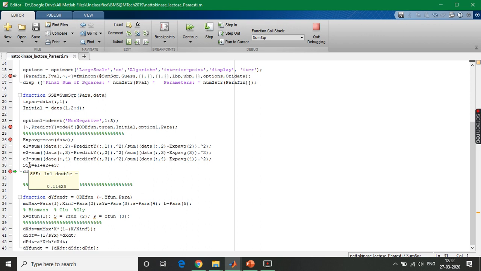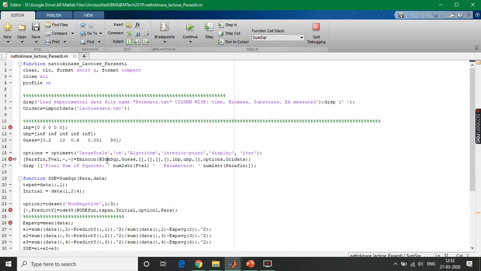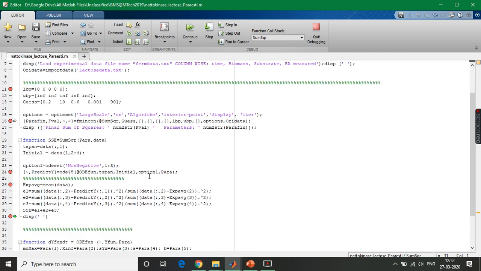So what our algorithm will try to do further, it will go back. Now the control will go back to your fmincon function, and it will try to provide some new parameter values again, and it will try to recalculate the SSE. The same procedure will happen until it is going to minimize it. So you see, once our sum square is over, the control is going over here again. It is going to calculate for new values, finding the SSE.